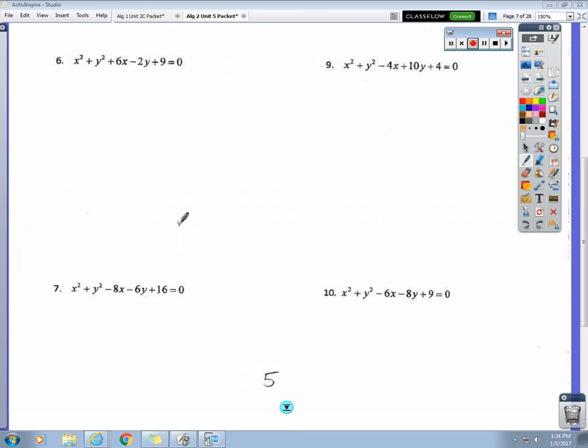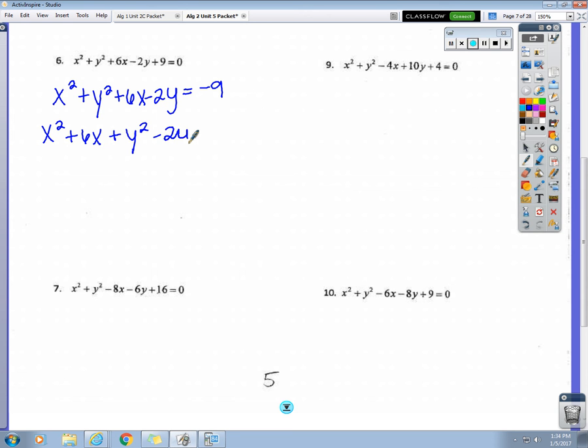So try. What's the first thing I do? Subtract the 9. Turn around and pay attention. So when I subtract the 9, it'll be negative 9 on this side. Then what do I do? Group them together. So x squared plus 6x plus y squared minus 2y equals negative 9. Then what do I do? Make the blanks.